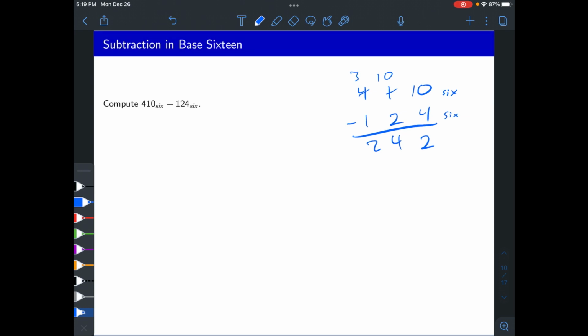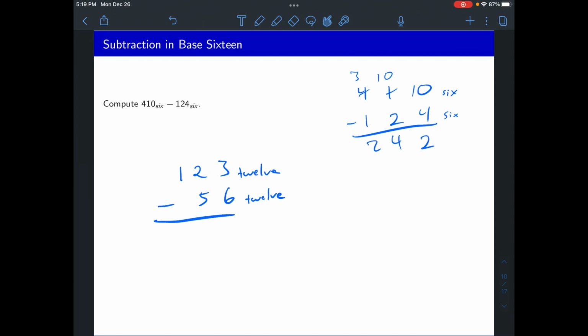Let's do 1, 2, 3 base 12 minus 56 base 12. So this will be a little bit harder, but I think it'll be valuable ultimately. We start by taking 6 away from the 3, and to do that we'll need to borrow. So I borrow from here, and that makes 1 group of 10 and 3 groups of 1. 1 group of 10 and 3 groups of 1, take away 6, what do I get?